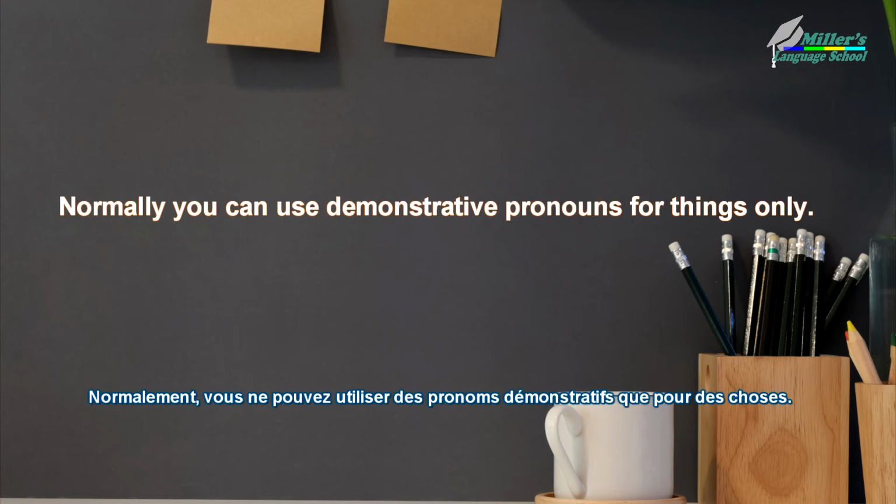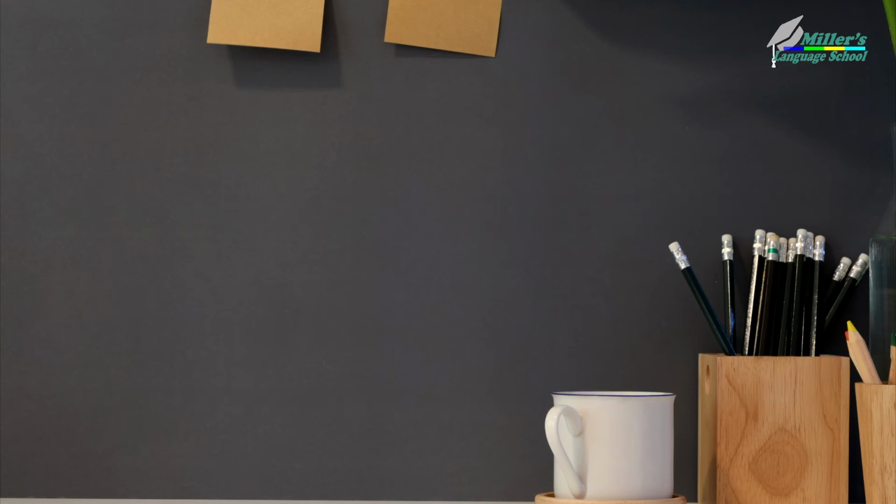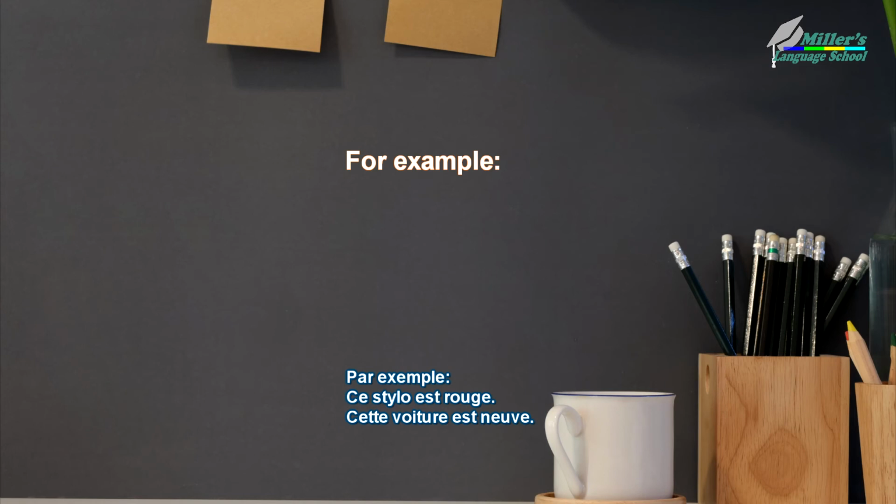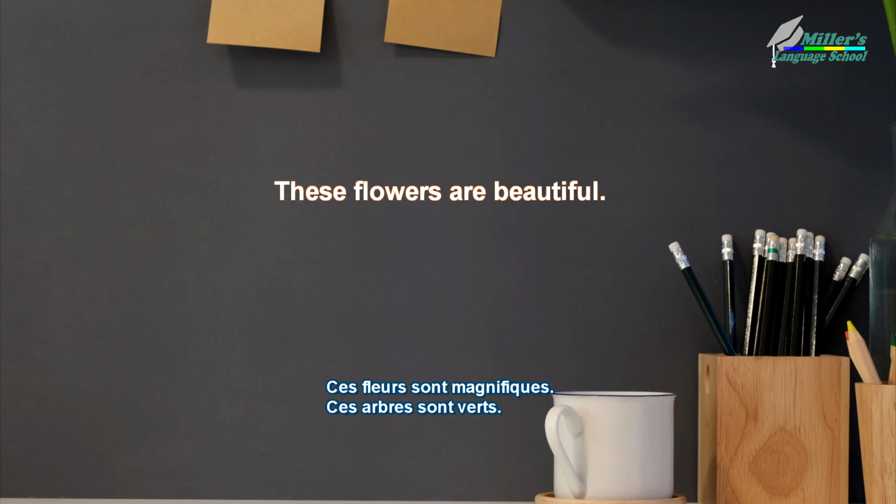Normally you can use demonstrative pronouns for things only. For example, This pen is red. That car is new. These flowers are beautiful. Those trees are green.